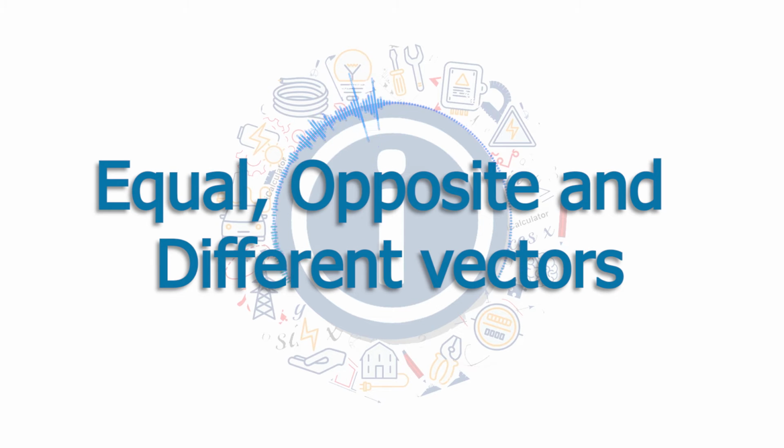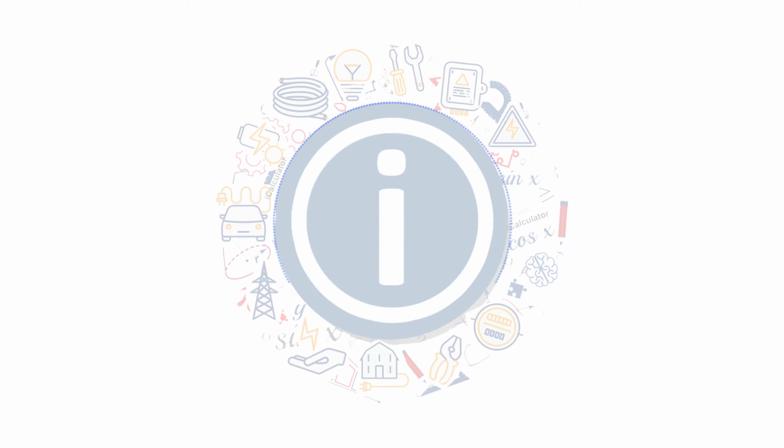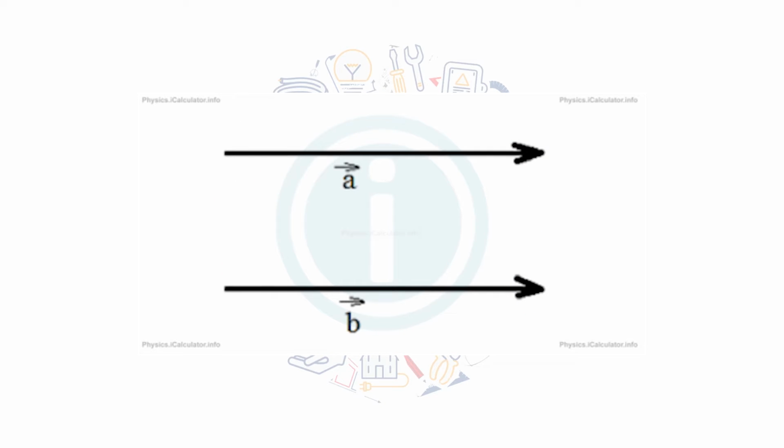Equal, opposite and different vectors. 1. By definition, two vectors are equal when they have both the same magnitude and direction, when they are parallel. Look at the figure on screen. 2. Two vectors are opposite when they have equal magnitude but opposite direction, when they are anti-parallel. Look at the figure on screen.